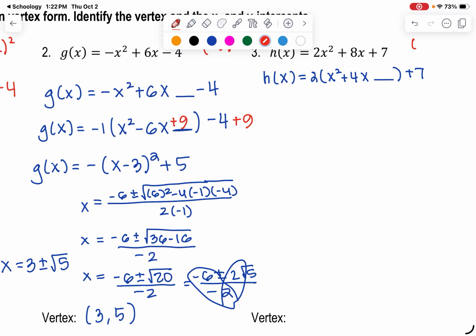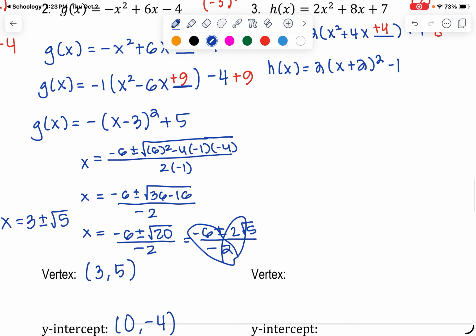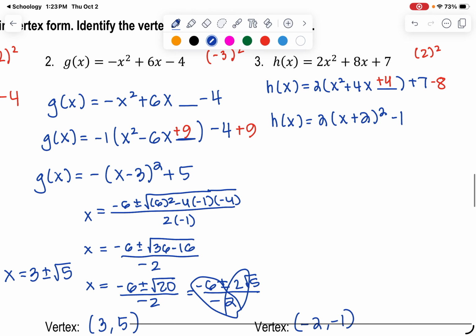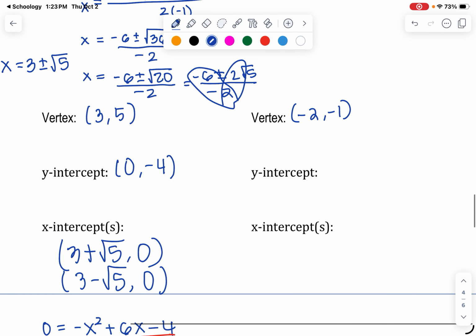Take half of b, which is 2, and square it, which is plus 4, okay? Now, I didn't just add 4 to this side, I added 8 to this side, because 2 times 4 is 8. So I need to balance it by subtracting 8 from this side. So now I have h of x equals 2 times x plus 2 quantity squared, and 7 and -8 is minus 1. So now for my vertex, I have -2, -1. My y-intercept is 0, 7. I just look at the c value. That makes life easier.